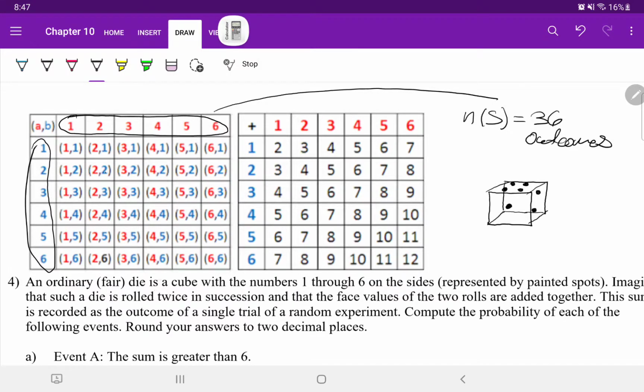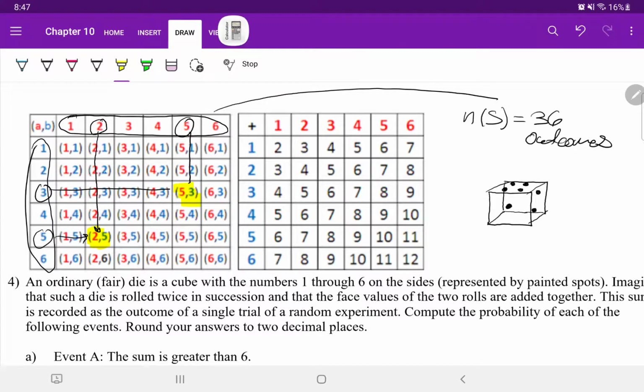So let's say I roll a die twice. An option is the first roll landing on the 2 and the second roll landing on the 5. That's going to be the pair of 2 and 5. The first roll can be a 5 and the second roll can be the number 3. That is the pair of 5 and 3. Let's take 2, 5 and 5, 3, for example.